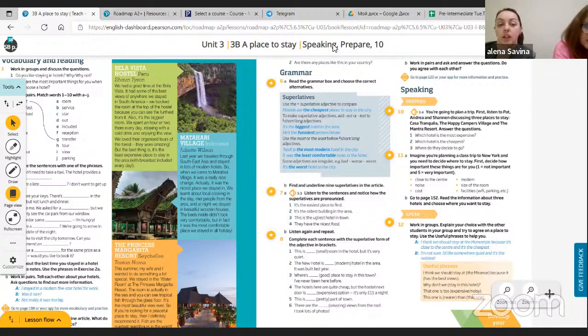And the cheapest hostel, and it's further than Mata Hari village. What is special about it? From the window, this hostel also has a beautiful view.